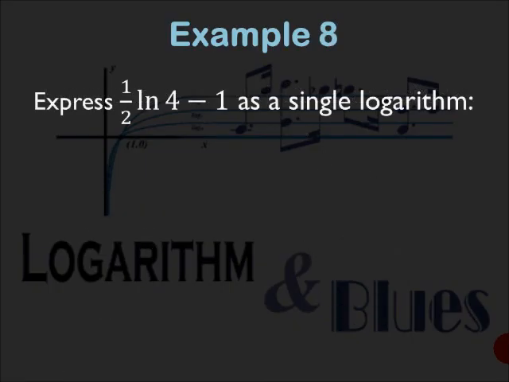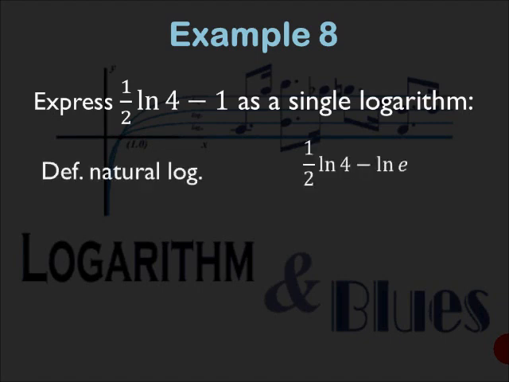1/2 natural log of 4 minus 1. Express that as a single logarithm. So, first of all, we need to convert the 1 here to a function with a natural log. So, 1 is equal to the natural log of e. Again, that's e to the first power equals e. So, convert the 1 to the natural log of e.